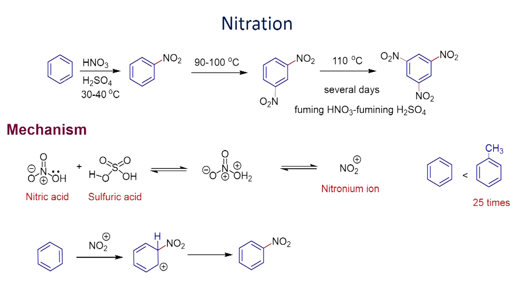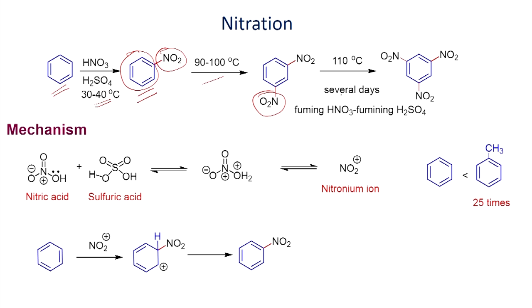If you carry out the reaction on the aromatic benzene ring at 30 to 40 degrees Celsius, you will be able to produce nitrobenzene as a product. Now, if you compare, the aromatic ring of nitrobenzene is less nucleophilic than benzene, due to the electron withdrawing nature of the nitro group, therefore it doesn't undergo further nitration at this temperature. However, when you heat the reaction to 90 to 100 degrees Celsius, you can introduce another nitro group at the meta position. You can get 1,3-dinitrobenzene as the product.